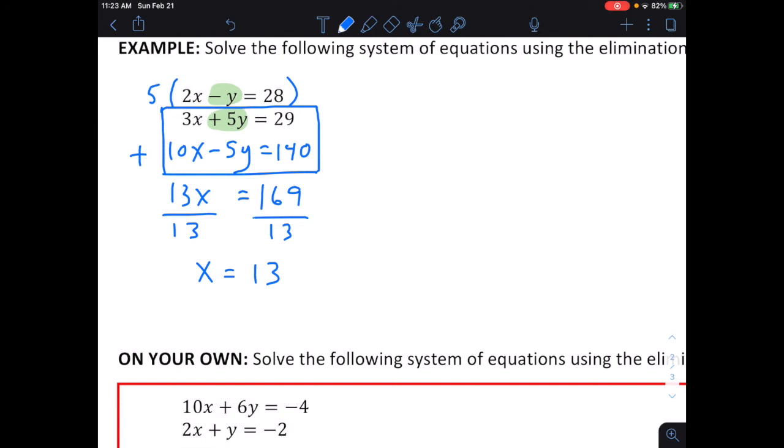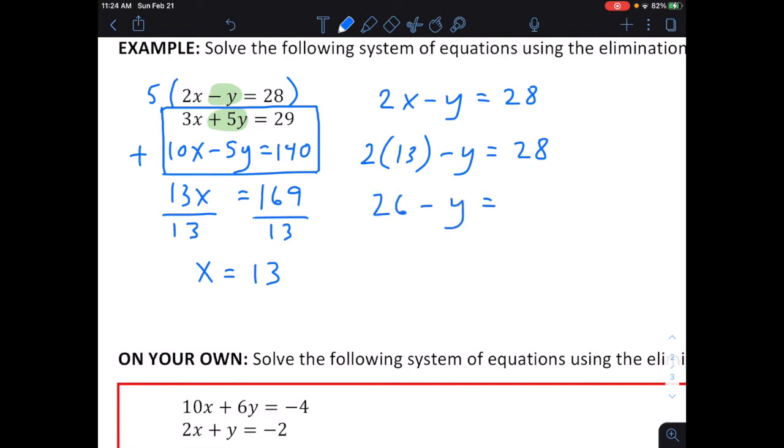All right, now let's go back up. Which one do we want to use? It doesn't matter. We can do either one. I kind of like the top one a little bit better. Even though there's a negative there, I like it a little better. So let's do that one. 2 times 13 minus y equals 28. So we have 26 minus y equals 28.